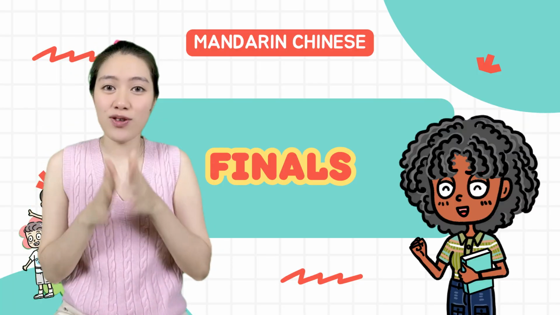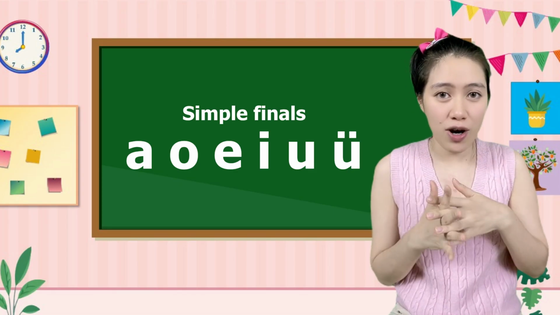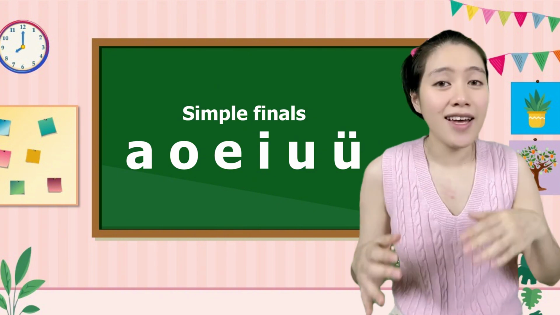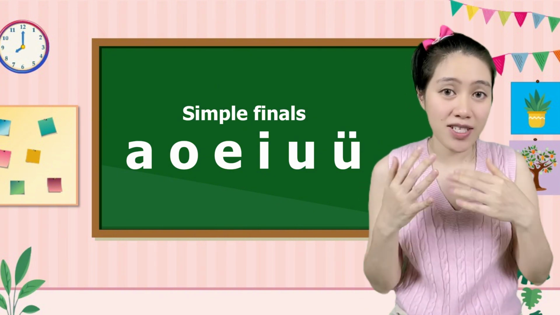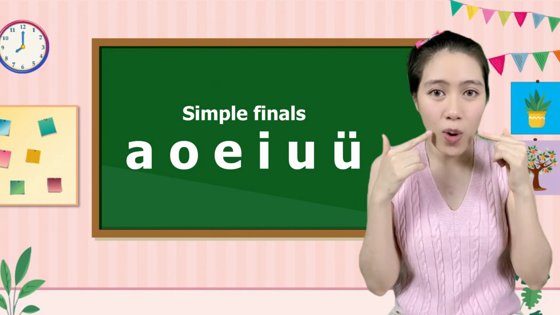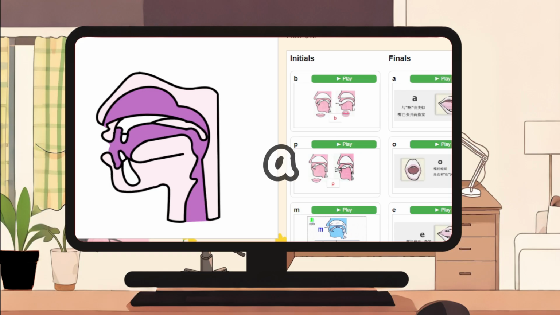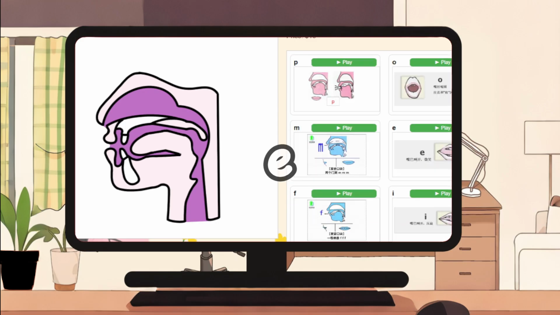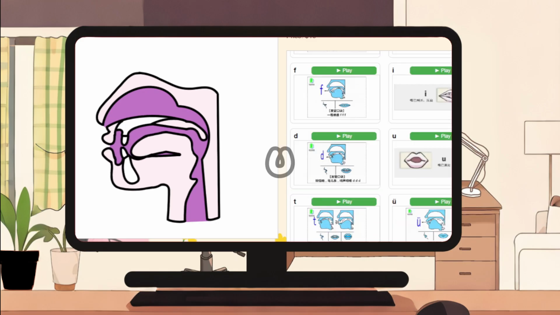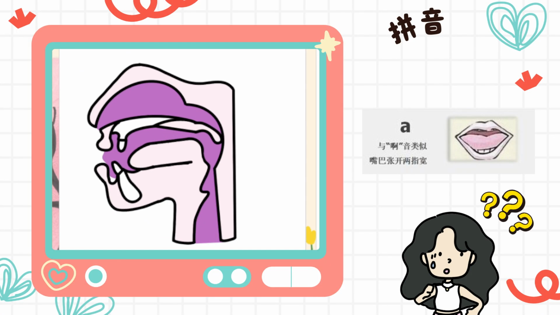Now, let's move on to the finals. We're going to start with 6 simple finals. These finals are different from each other in 2 main ways: how wide you open your mouth and where your tongue is placed. A, with your mouth open wide and your tongue dropped down.